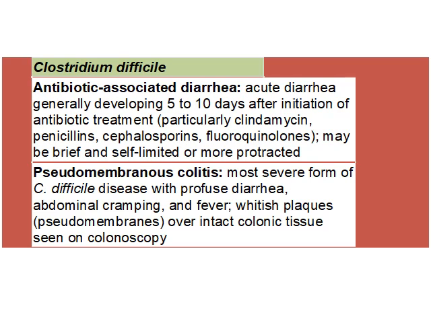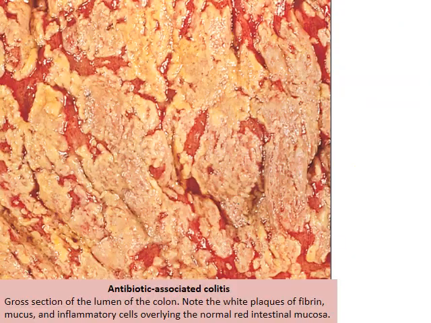So they develop a disease which is called pseudomembranous colitis, which is a very severe form of C. difficile disease, where you have profuse diarrhea, abdominal cramping, fever, and vitreous plaques on your colonic tissue. So if you do a colonoscopy on this patient, this is what you get. You can see a typical picture of a whitish plaque of fibrin, and you can see all that mucus over there, and then inflammatory cells overlying the normal intestinal mucosa.